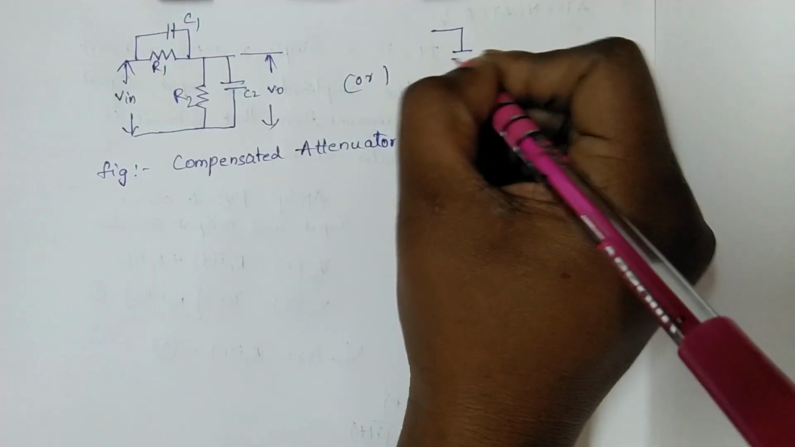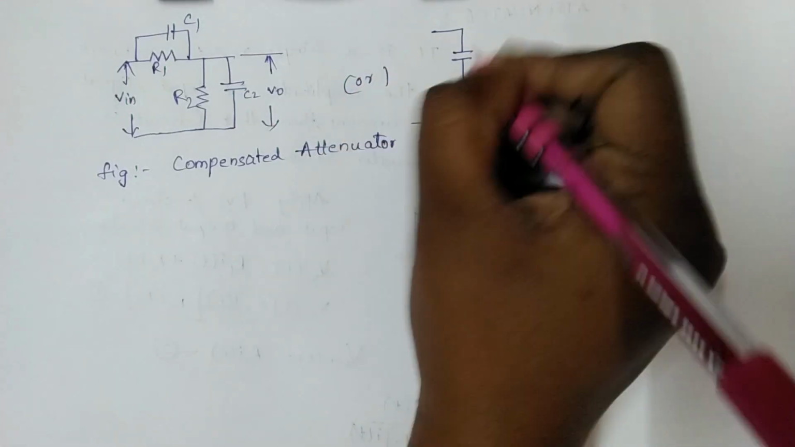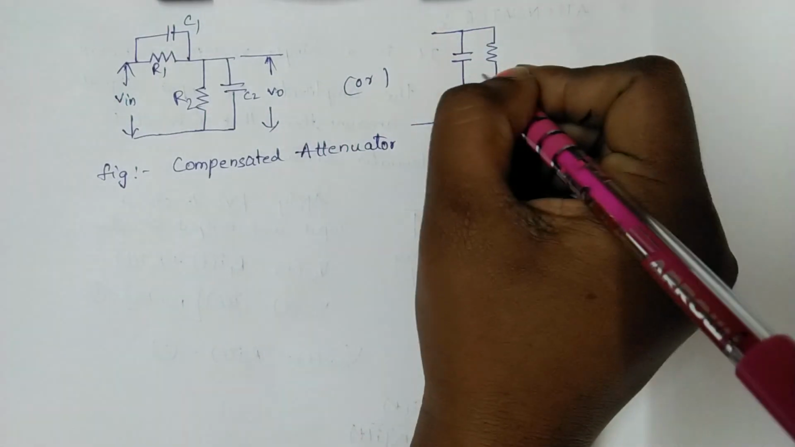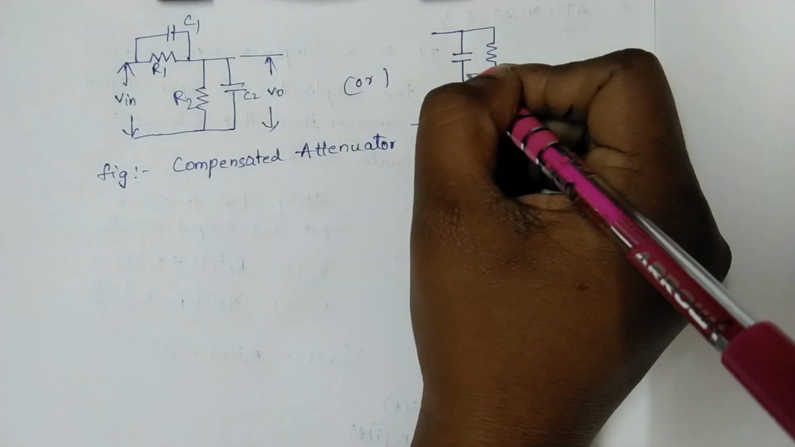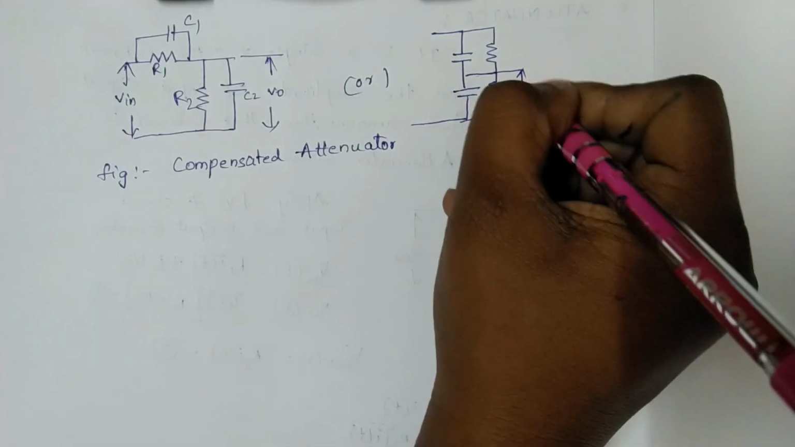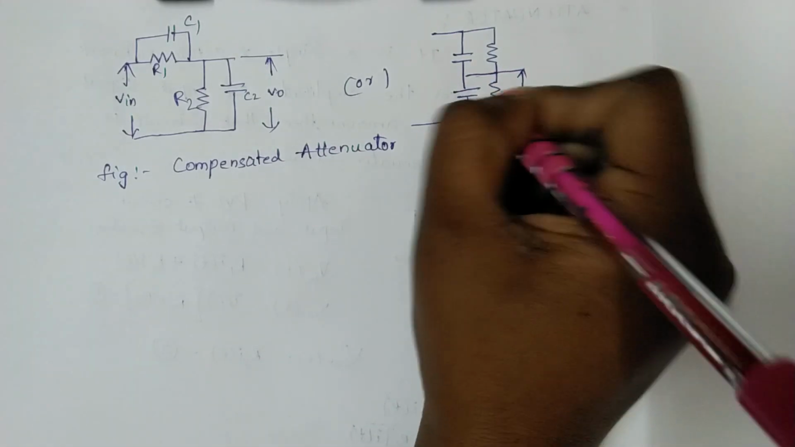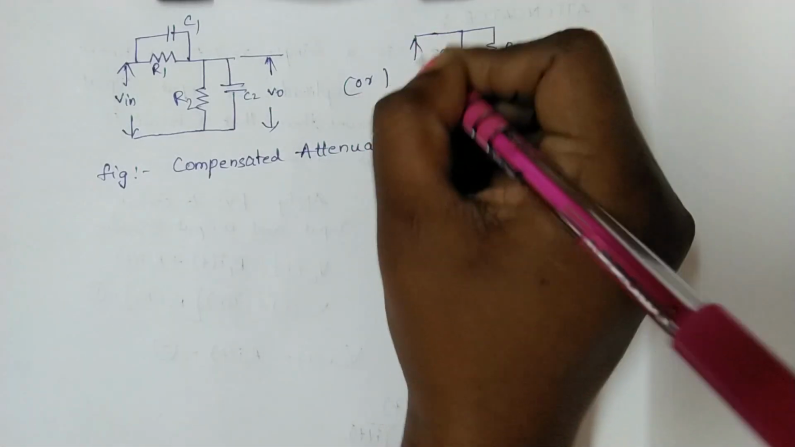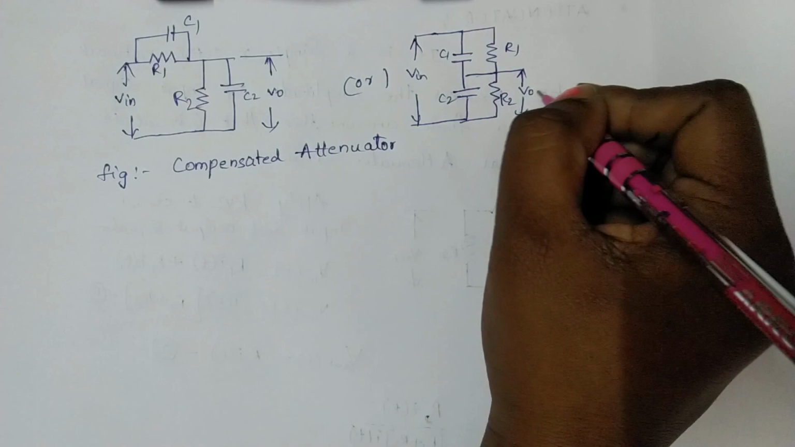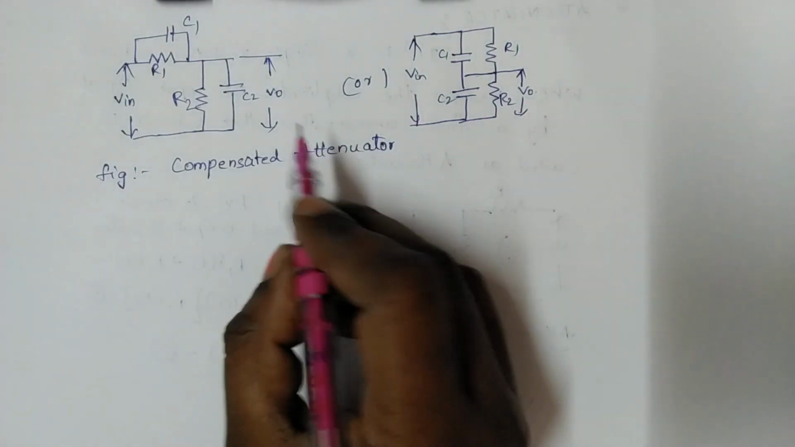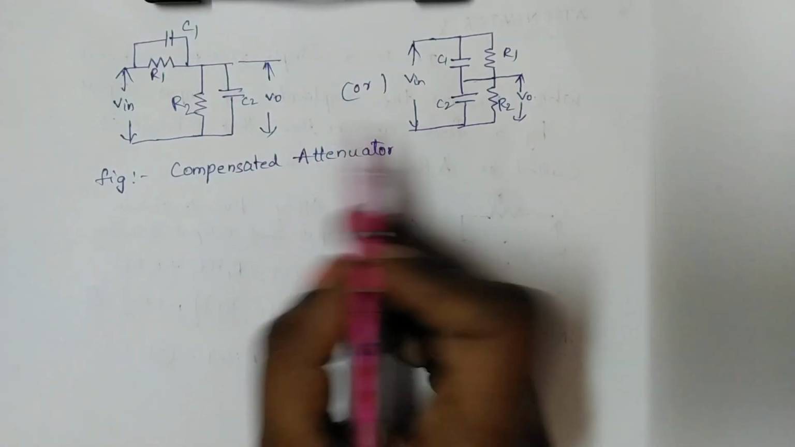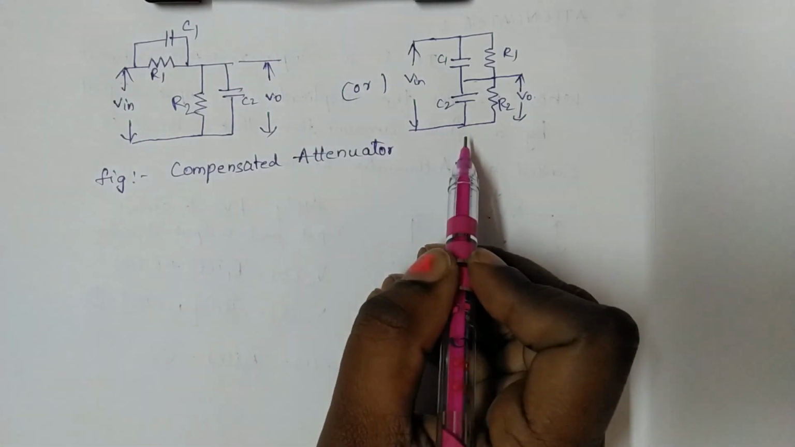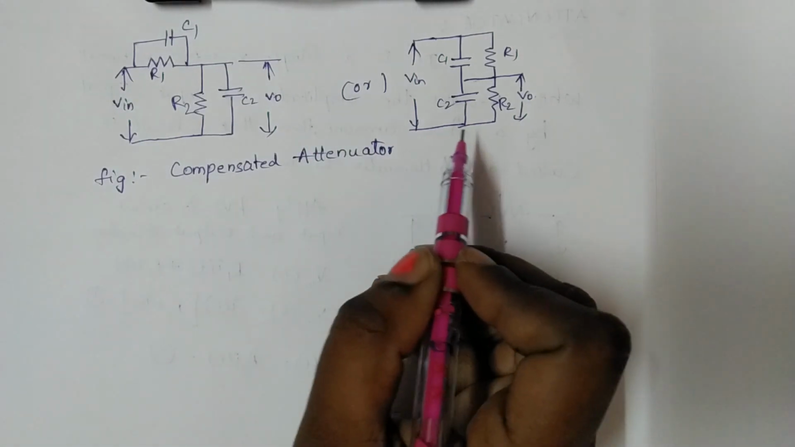See here, we can also draw the circuit like this. Four-arm bridge: the output is across R2, with C1 and R1. Here I am going to apply the V input, and here I am collecting the output. We can represent it in any one of these forms. It is called a four-arm bridge compensated attenuator.